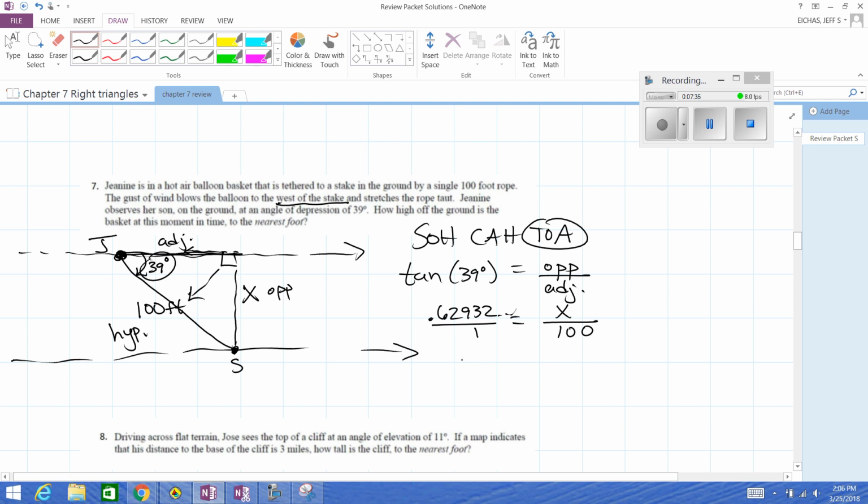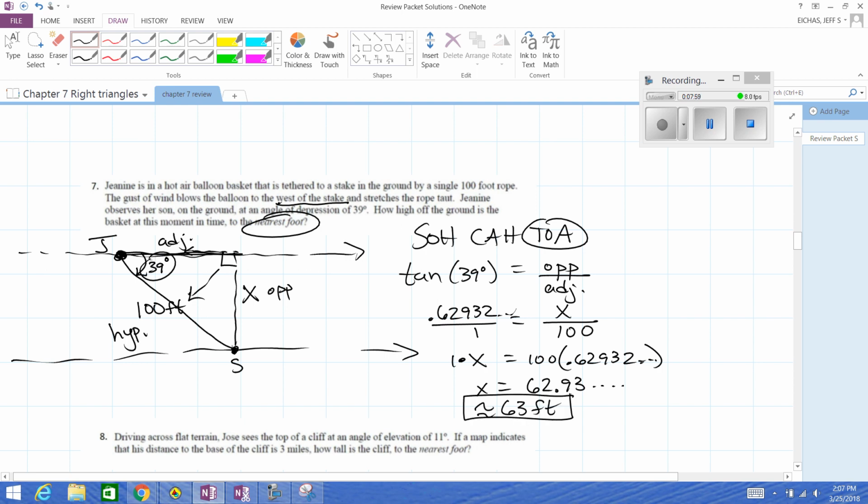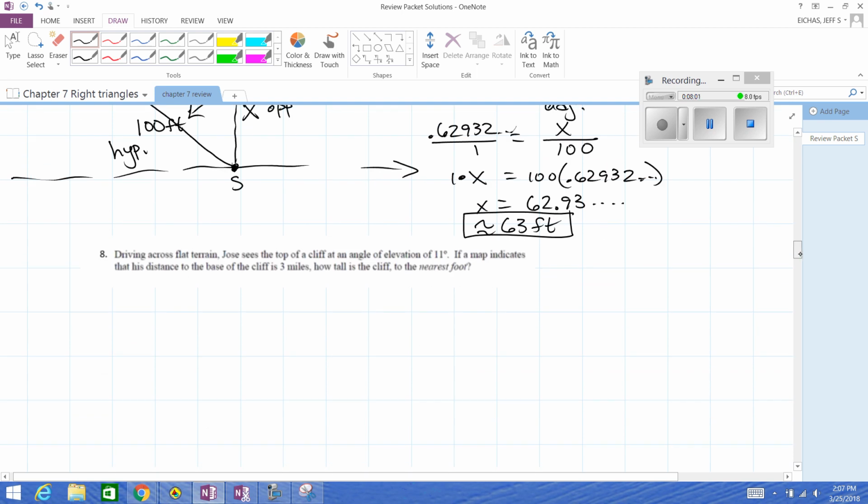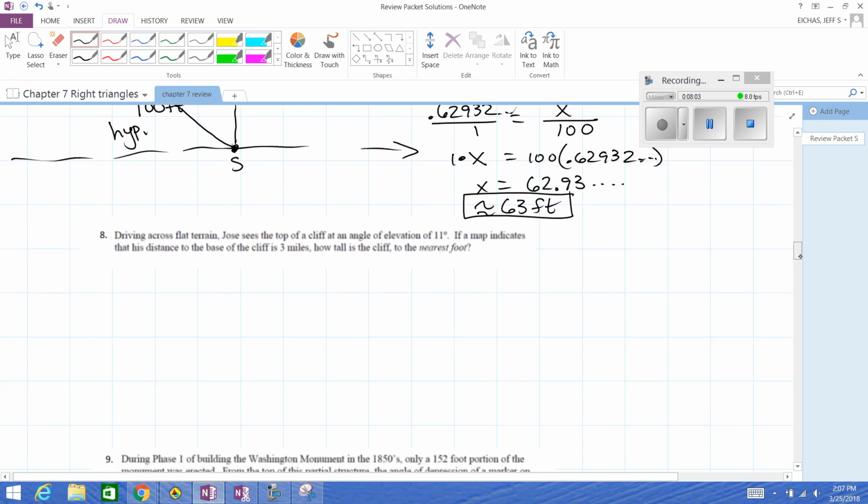Cross multiply. 1 times x equals 100 times 0.629. And we're looking at 62.93. Did it say nearest foot? So approximately 63 feet off the ground. There it is. Maybe one more.